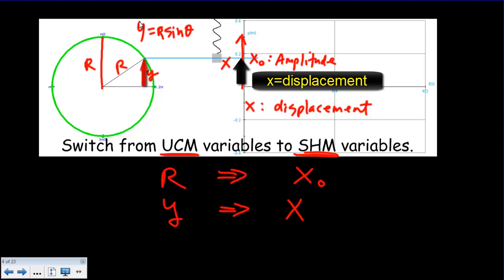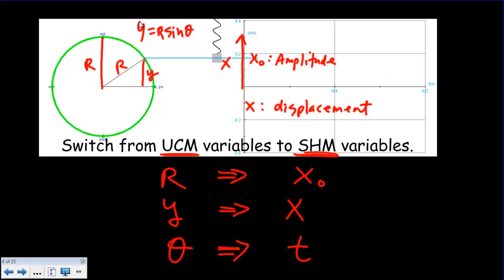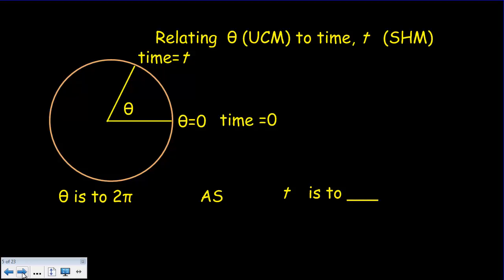And the other thing we're going to have to do is get rid of the theta. In the same way that with kinematics we express the velocity, acceleration, and displacement in terms of time, with simple harmonic motion we'd also like to have our equations in terms of time. So that theta is going to have to be switched over to time. But of course, theta doesn't equal time. We need to develop a relationship between the two. So let's try to do that.